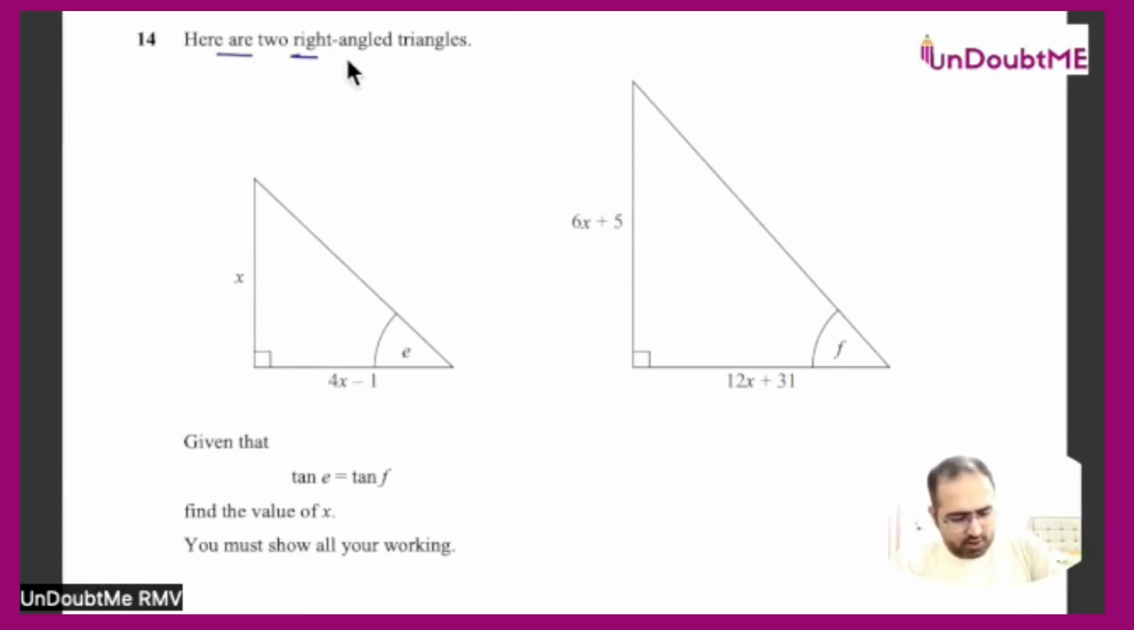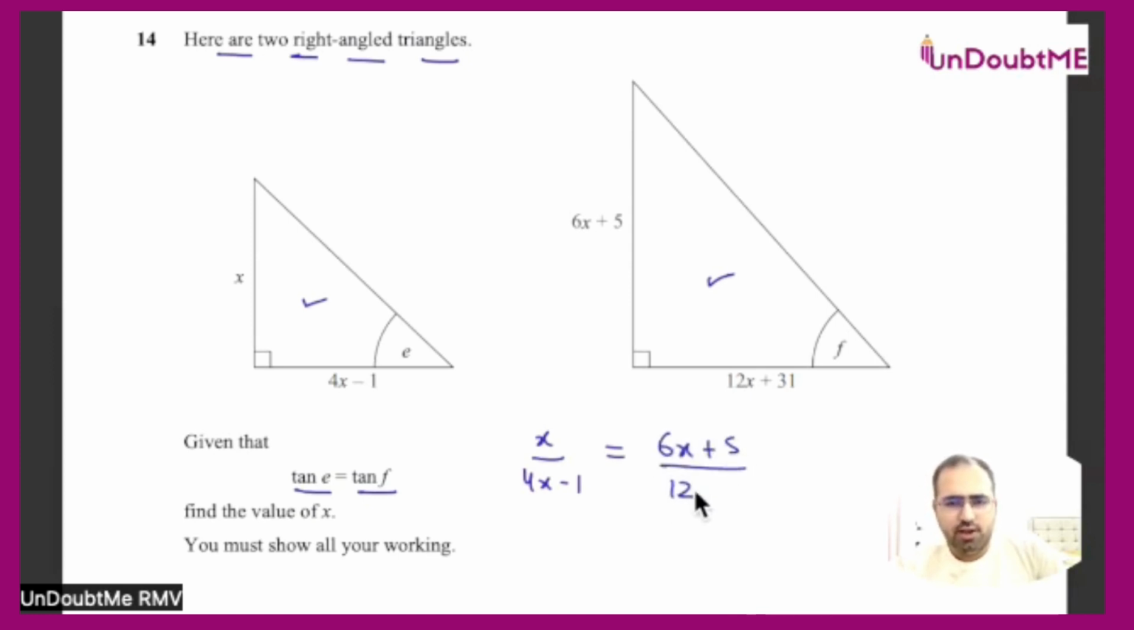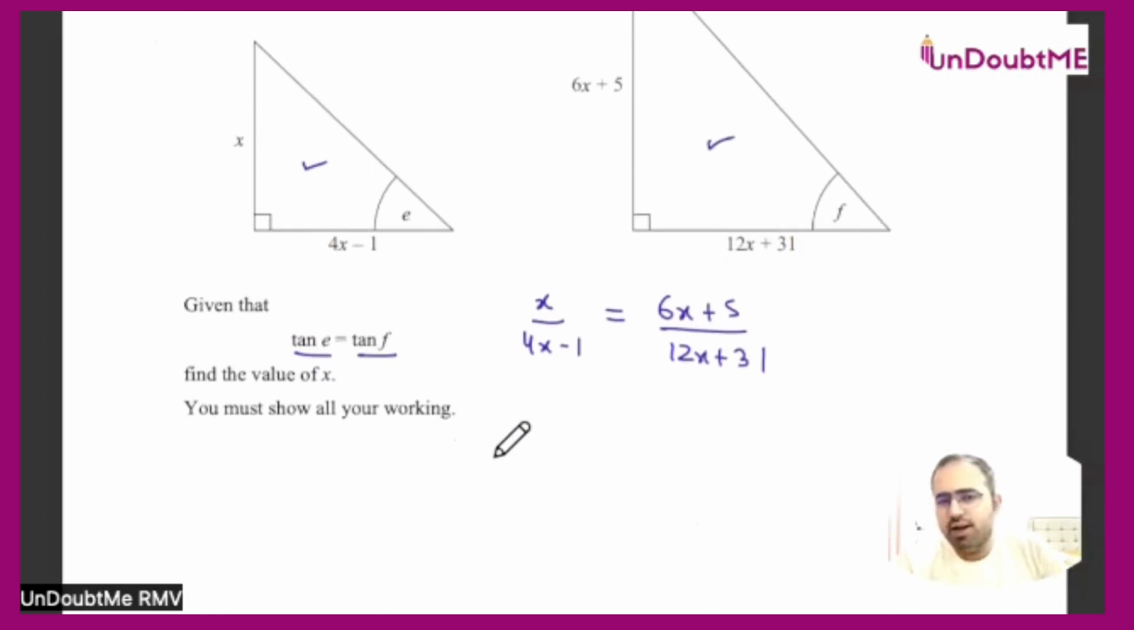Here are two right angle triangles. Given that tan E is equal to tan F. If you write the value of tan E, it is x over 4x minus 1. Write the value for tan F, it is 6x plus 5 over 12x plus 31. And then you have to do the cross multiplication. There will be a quadratic. And that quadratic you have to solve.